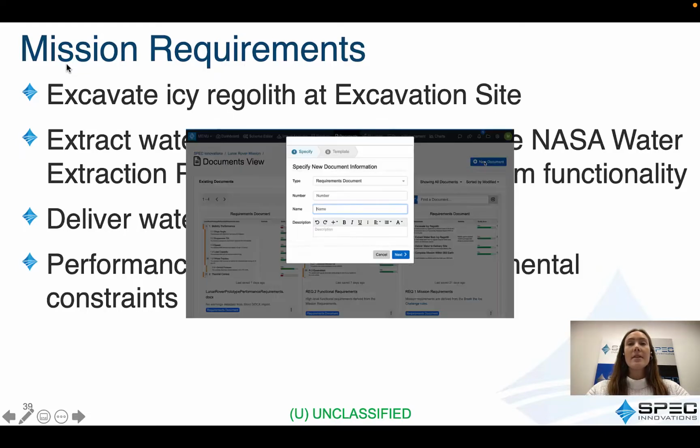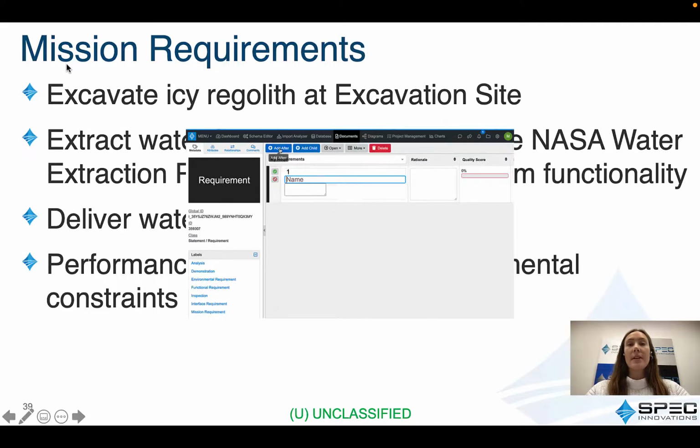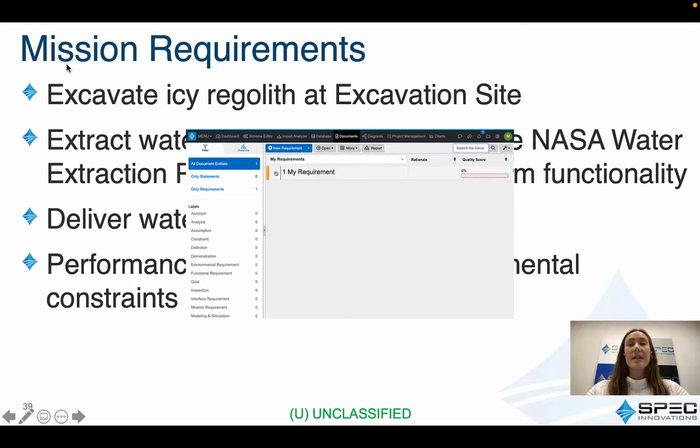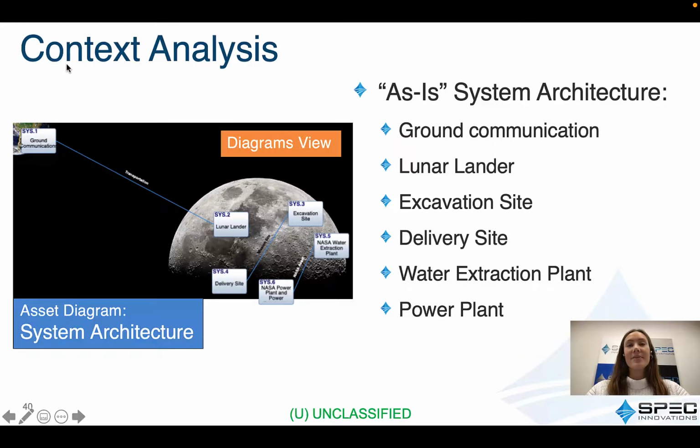In Innoslate, these mission requirements and performance goals were recorded by going to Documents View, selecting the requirements document type, then choosing whether or not to use the provided template. For these mission requirements, I decided not to use a template and instead got straight to adding them to the document. A context analysis was conducted after important information and mission requirements were gathered from the challenge rules.